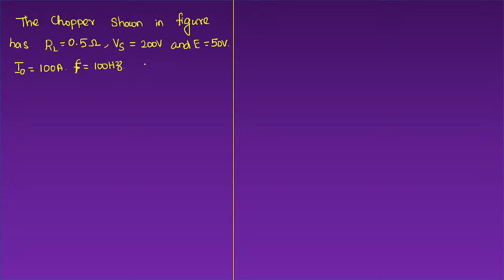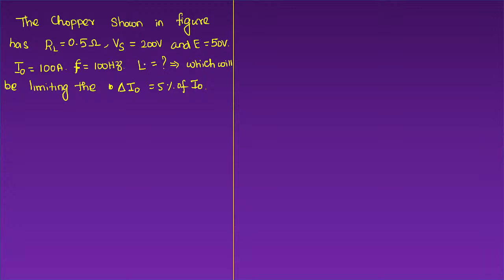The value of the load inductance L which would limit the maximum load ripple current to 5% of I naught. The value of inductance is that which will be limiting the maximum load ripple current. You know how to represent this. Maximum load ripple current equal to 5% of output current.